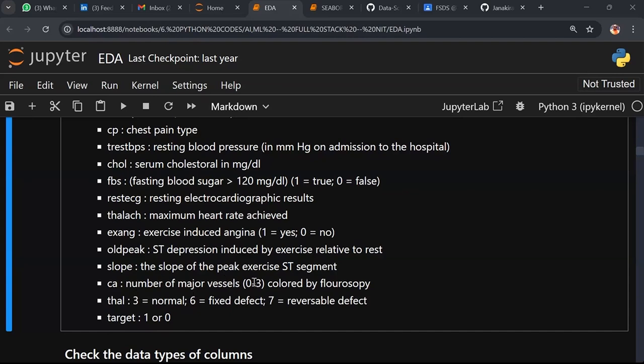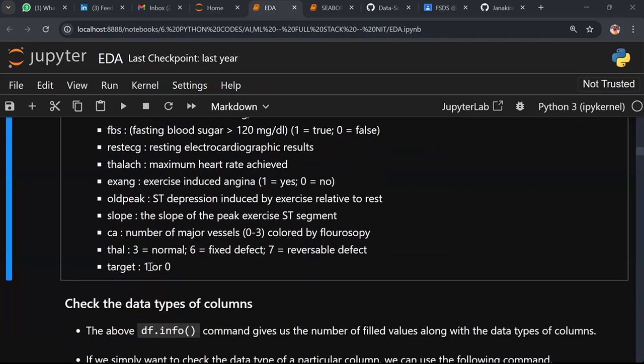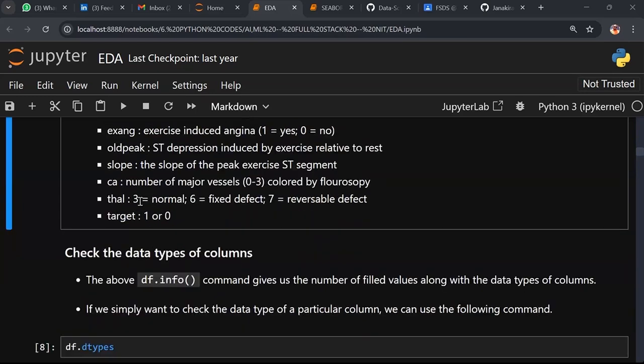Slope, the slope of the peak exercise ST segment, number of major vessels. What exactly happens, guys, in heart disease? Doctors can do treatments, right? Surgery, heart surgery. They talk about a stent. You know what is meant by stent? That means some major vessels are impacted because of the heart rate. So this 3 means normal, 6 means fixed defect, and 7 means reversible.